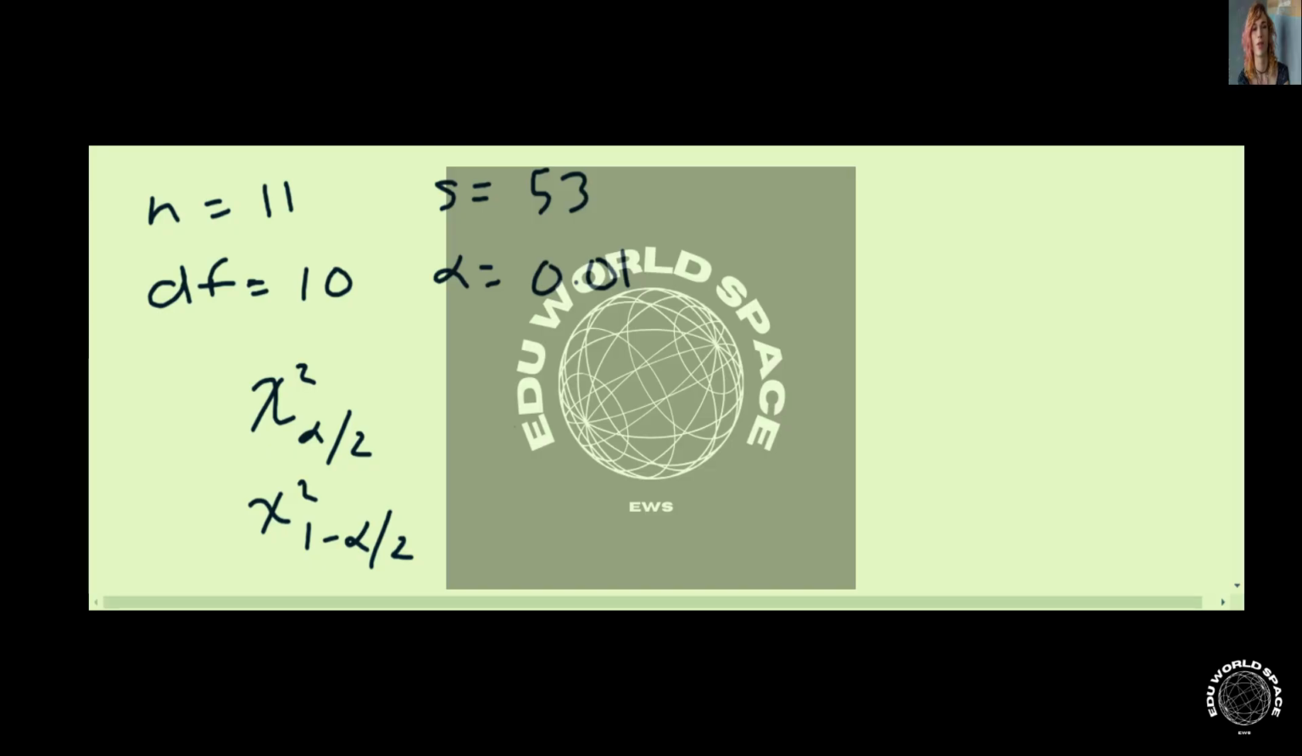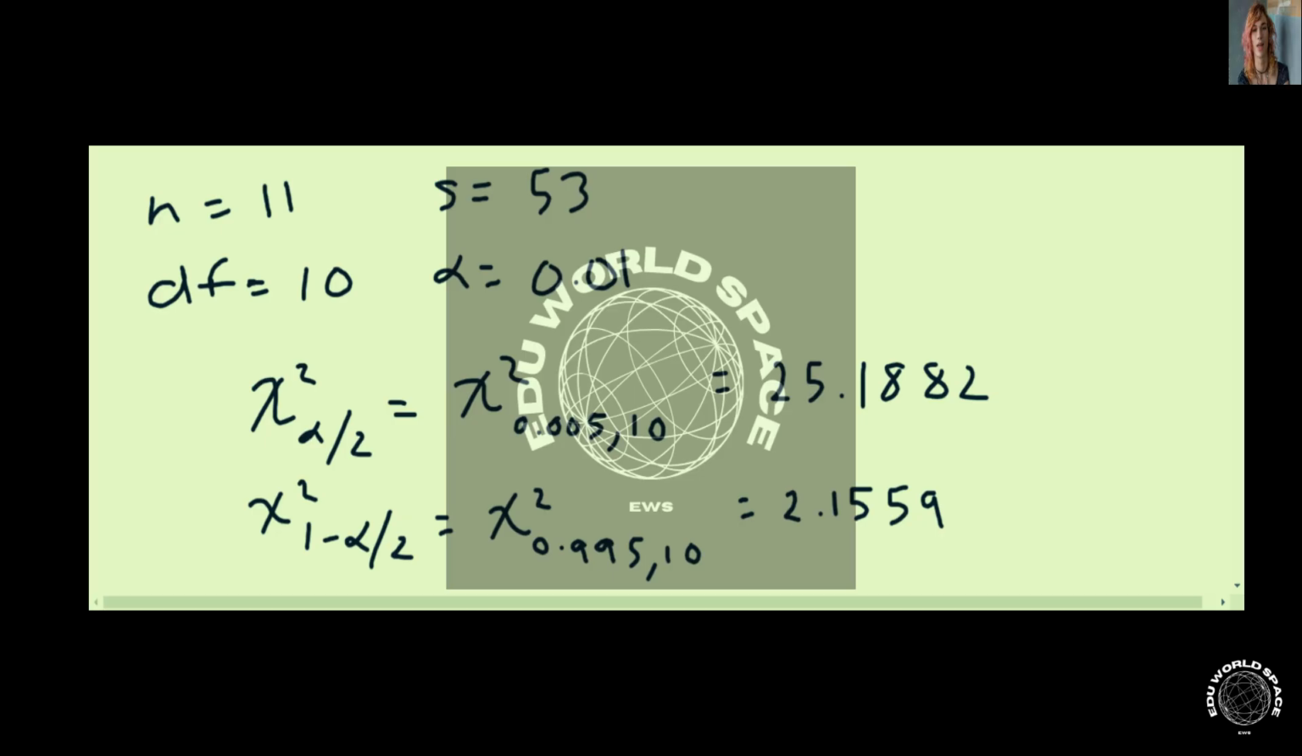Now, we find the critical values from the chi-square table. Chi-square alpha by 2 for us is chi-square 0.005 with degrees of freedom 10. Using the table, we see that this value is 25.1882. Chi-square 1 minus alpha by 2 in our case is chi-square 0.995 with degrees of freedom 10. Using the table, we see this value is 2.1559.